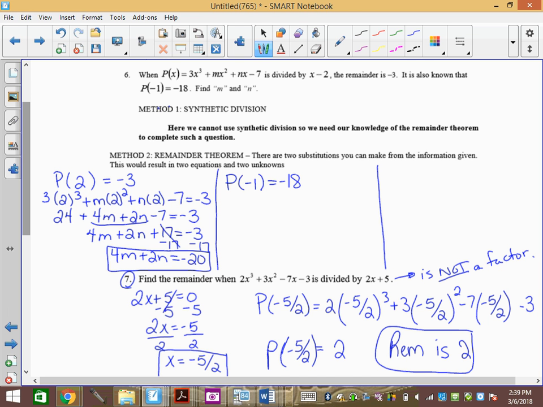Now I'm going to repeat the exact same steps for the other one. 3 times negative 1 cubed plus m times negative 1 squared plus n times negative 1 minus 7 equals negative 18. Negative 1 cubed is negative 1 times 3. It's negative 3. Negative 1 squared times m is just m. Negative 1 times n is negative n minus 7 equals negative 18. M minus n minus 10 equals negative 18. M minus n equals negative 8.